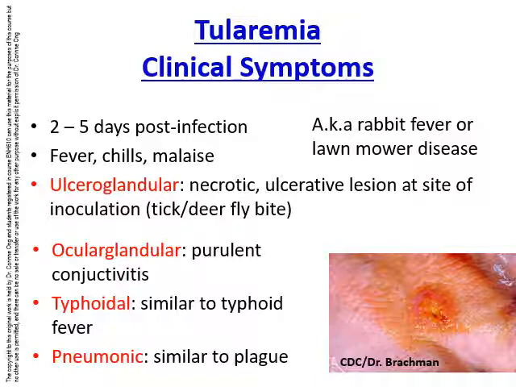The third type is typhoidal, which is similar to typhoid fever. And the final type is pneumonic, similar to plague, as it affects the pulmonary part of the body.